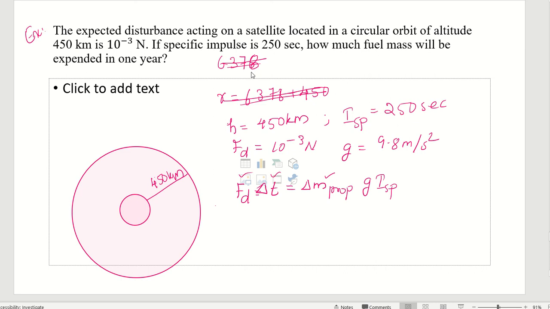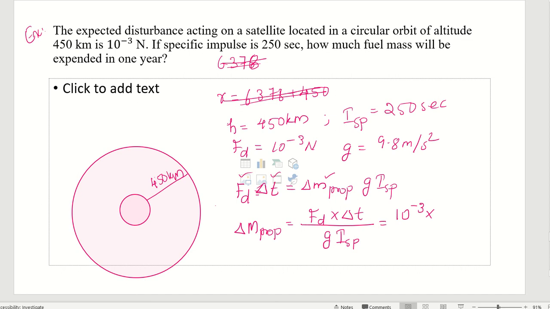So what is to be found? That is delta M propellant. Delta M propellant is equal to FD into delta T divided by this G into ISP. Okay, so what is FD? FD is given, it is 10 raised to minus 3, into what is delta T? Delta T is the duration actually. It's for 1 year.